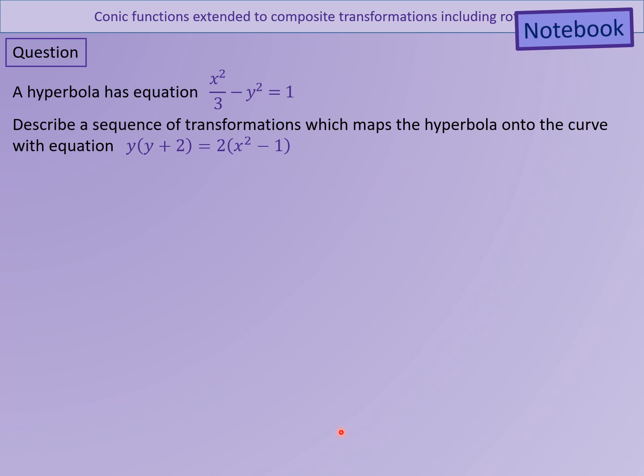Right, so let's look at a slightly different one. A hyperbola has the equation x squared over 3 minus y squared equals 1. I would like you to think about what sequence of transformations maps that hyperbola onto this hyperbola that looks nothing like it. So grab that down in your notebooks, and I'll give you a bit of time to think about how you could do it yourself before we look over it. Pause there until you've got your notes down and you're ready.